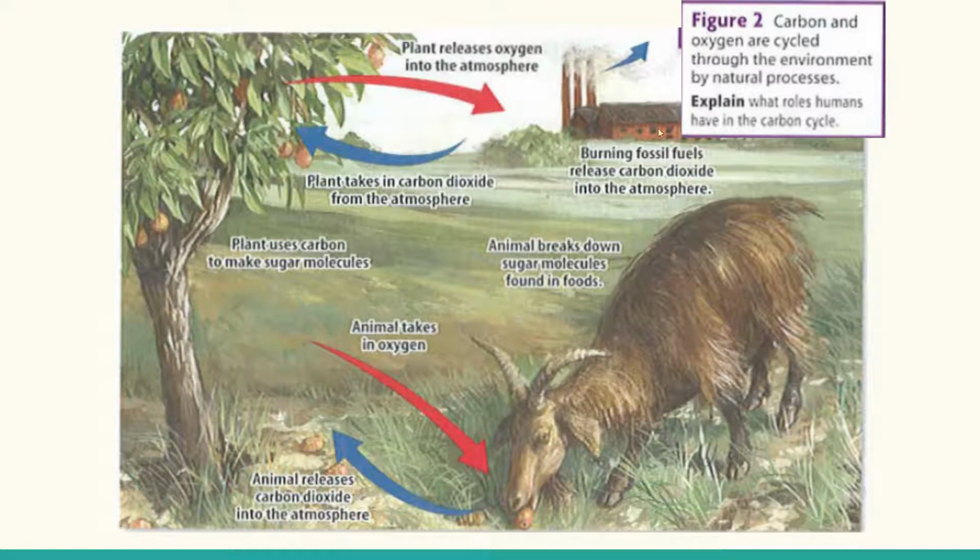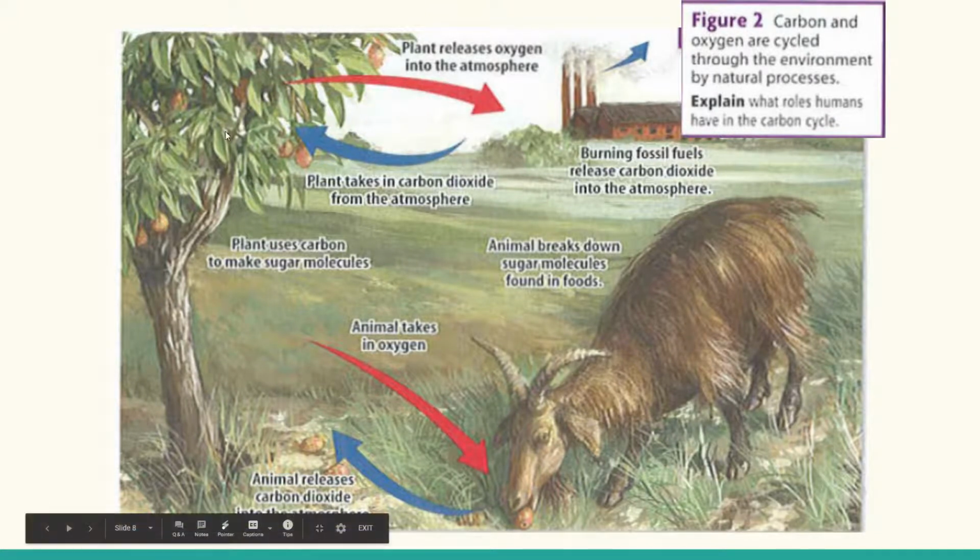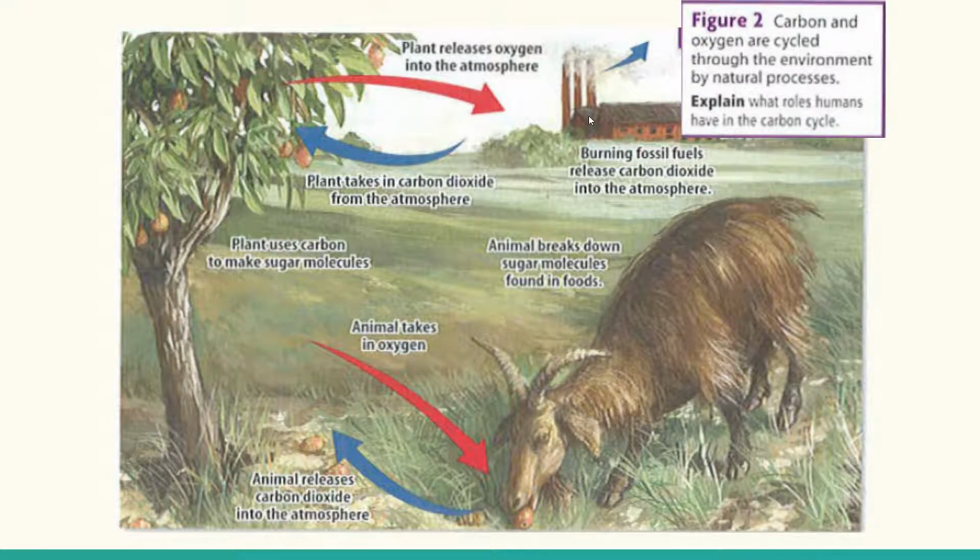We can interrupt this cycle by burning fossil fuels. So most of the time it goes like this, but every once in a while, for example, when you drive, your car's releasing exhaust. That carbon that's being released has been stuck underground for who knows how long, until some oil rig somewhere pulled it up out of the ground, and we refined it into gas, and then your car burned it, and now it's in the atmosphere.